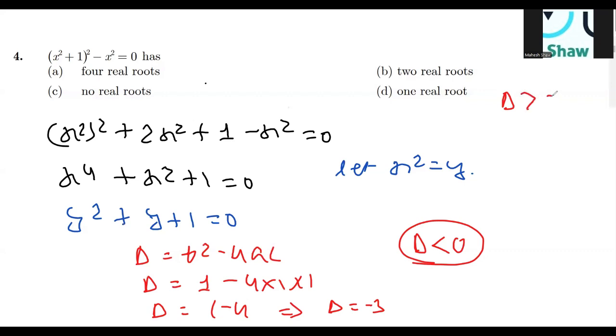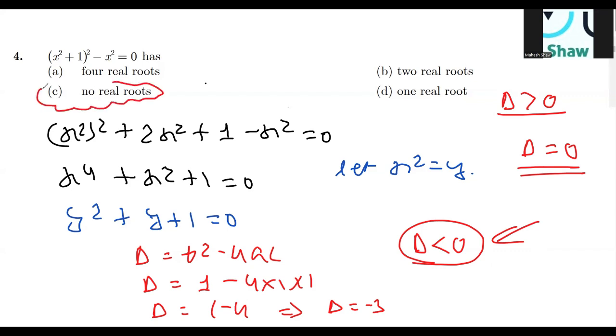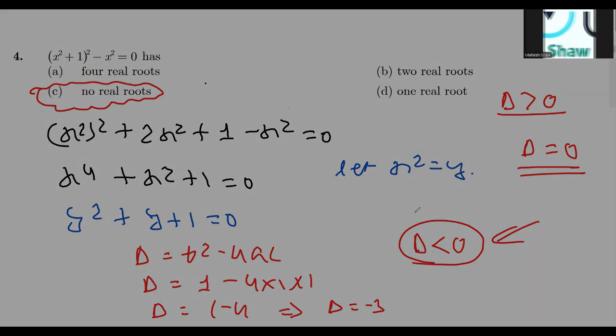Let's once again figure out: when D is greater than 0, it has real and distinct roots. When D is equal to 0, it has real and equal roots. And when D is less than 0, we say that it has no real roots. So C is the correct option in this case.